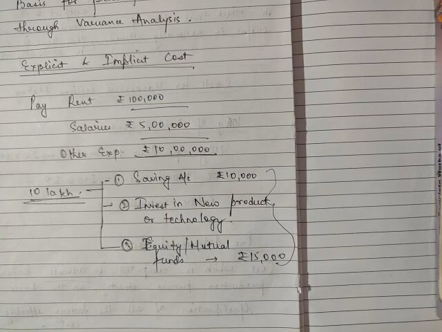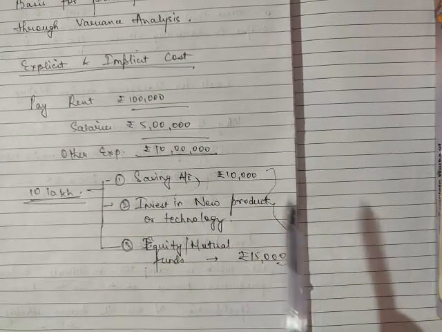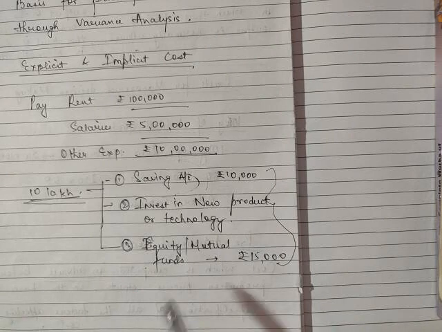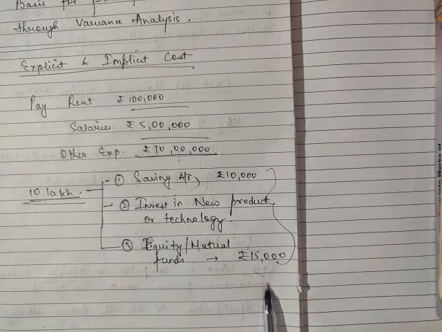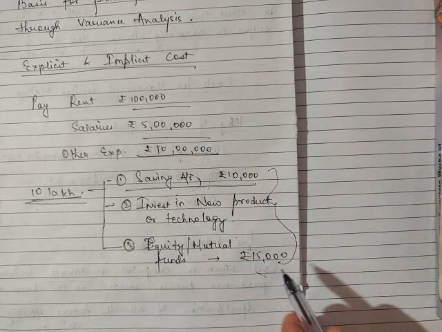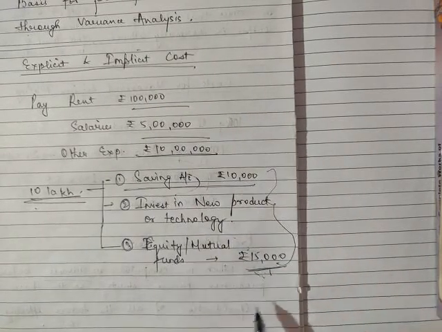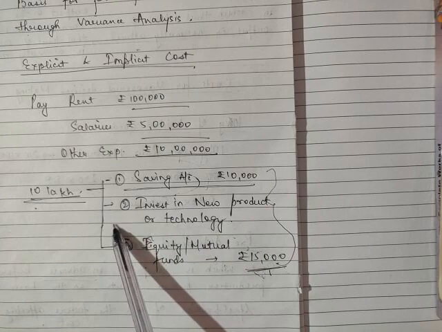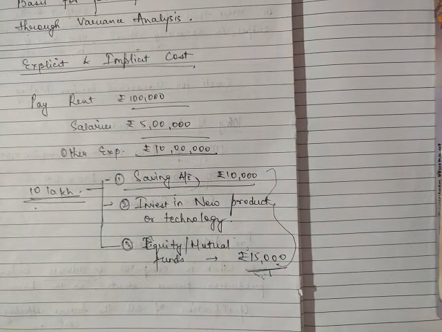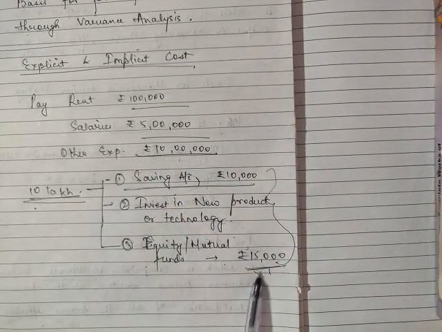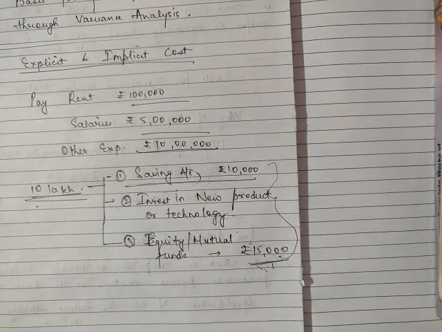That is, either the firm can keep it in a savings account and earn 10,000, or invest it in a new technology which will yield results in the future, or they can invest it in equity or mutual funds and earn an income of 15,000 rupees. If the firm invests it in savings account, then they will have to forego this 15,000 rupees income on equity and the future inflows that might have occurred had the firm invested in a new technology. If the firm invests it in a new technology, then they will not be able to earn the savings account interest or the mutual fund income of 15,000 rupees. So these are implicit costs. They do not involve any immediate cash payment.